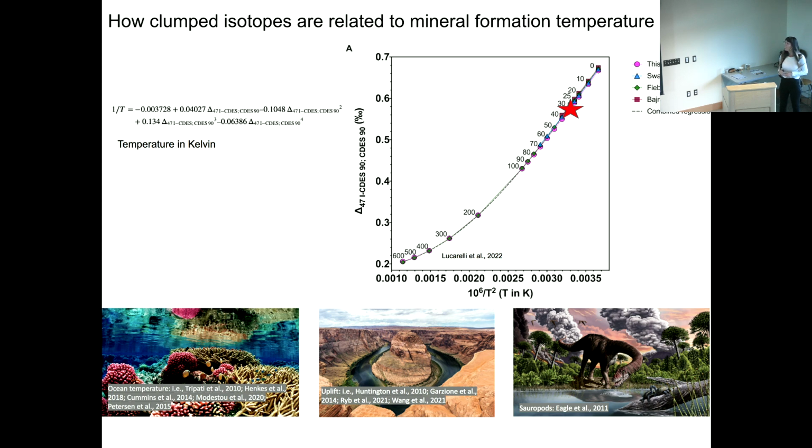And since then, this method has really taken off, and now there's groups all around the globe that use this method to reconstruct past climates. So some examples are reconstructing ocean temperatures, the way that temperature has changed from tectonic uplift, and this has even been used to reconstruct the body temperature of sauropod dinosaurs, which I'm going to describe because everyone always loves talking about that one.